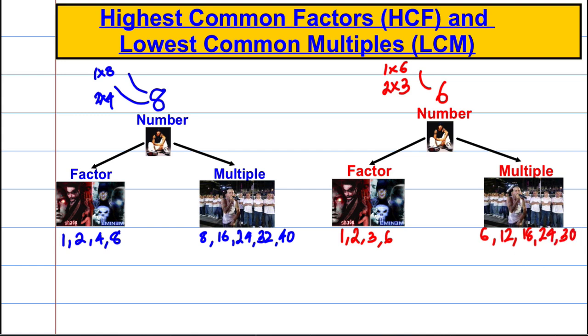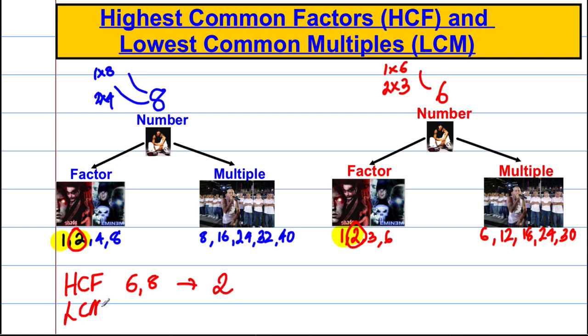Okay? Now, the aim of the game here, what we're trying to do, is find the highest common factor of the two numbers. What is the largest factor of both numbers? Now, what is in both of these lists? Well, there's a 1 in both, there's a 2 in both, there's a 4 in one but not both, there's an 8 in one but not both, and same with 3 and 6. So the highest factor that they have in common is actually 2. So the HCF of the two numbers 6 and 8 is going to be equal to 2.